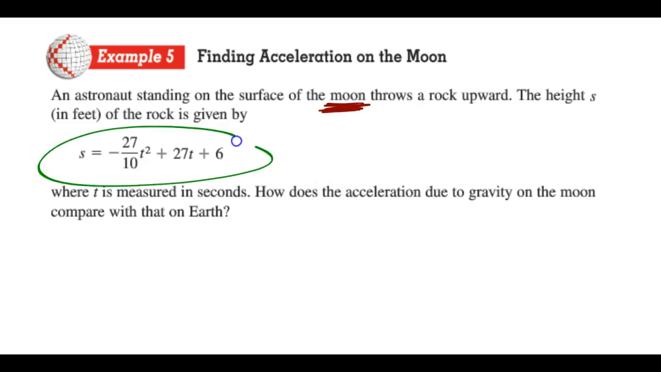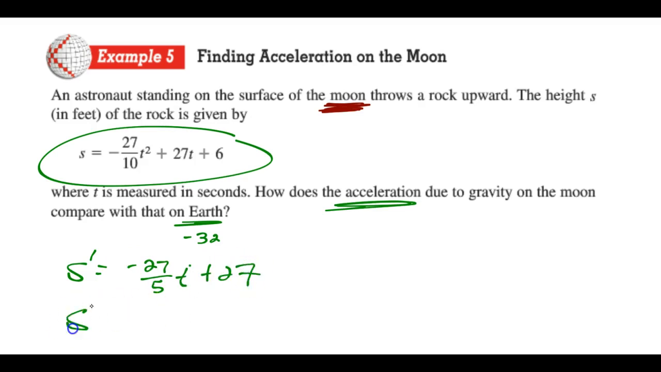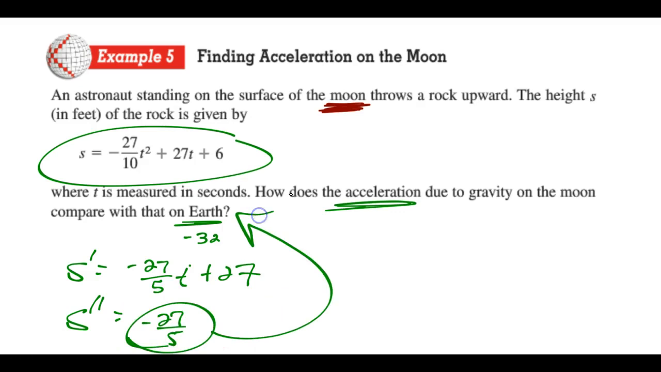Let's see. So this is the height, and they're saying find the acceleration, or how does that compare to the Earth's acceleration, which we kind of just mentioned was that negative 32. So let's go find the second derivative. The first derivative is negative 27/5 t plus 27. Second derivative would be negative 27/5. And we're going to compare that, negative 27/5, to the Earth's gravity.